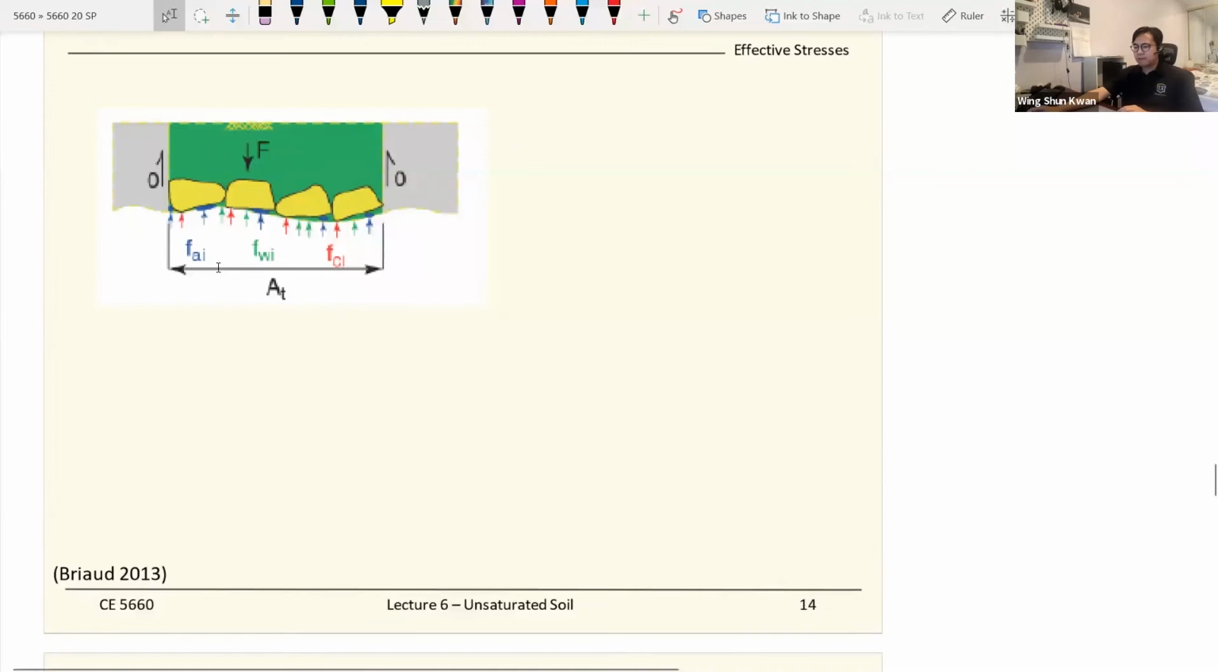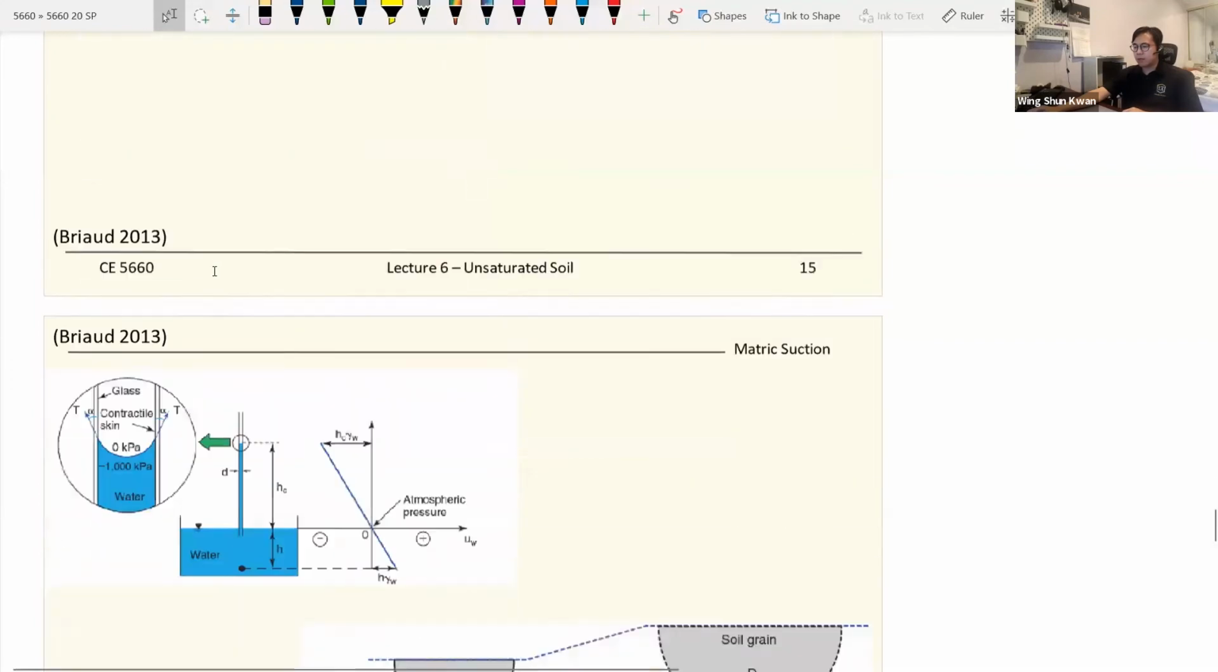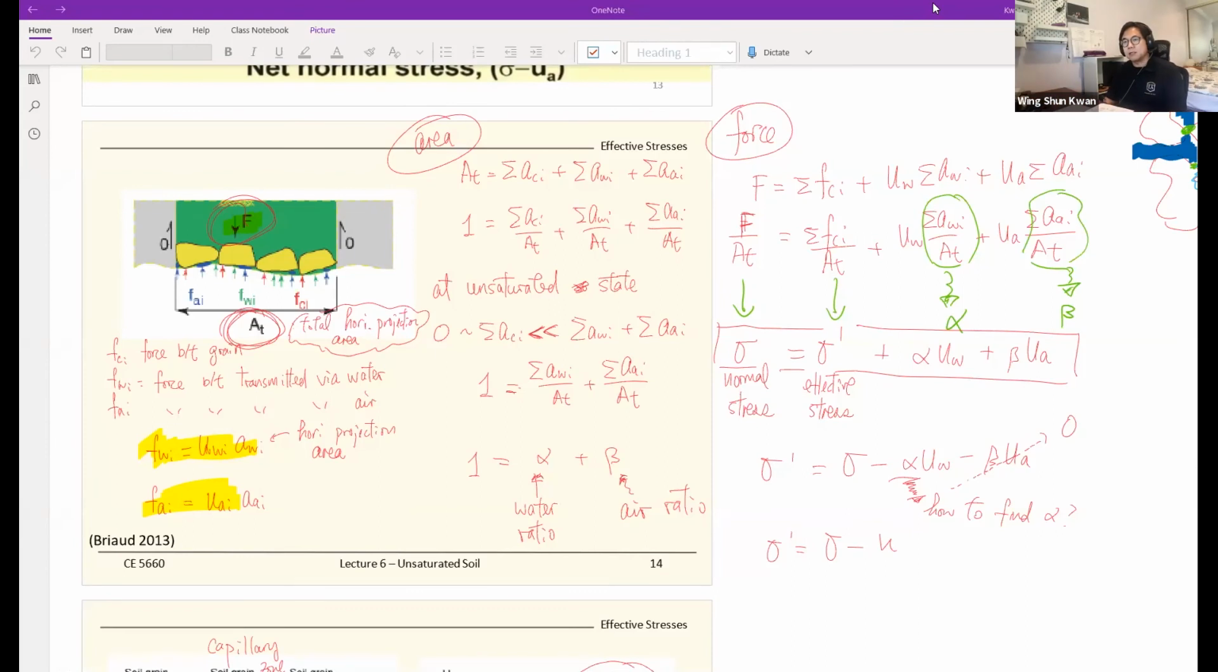I don't think I have time to start the remaining topic. Okay, so from a free body diagram, figure out the forces and try to solve for the effective stress of unsaturated soil. Because in our saturated world, Terzaghi told us this simple formula: the effective stress equals the total stress minus the pore pressure. Things are much simpler if everything is saturated, which means when you draw the phase diagram, you only have water and solid.